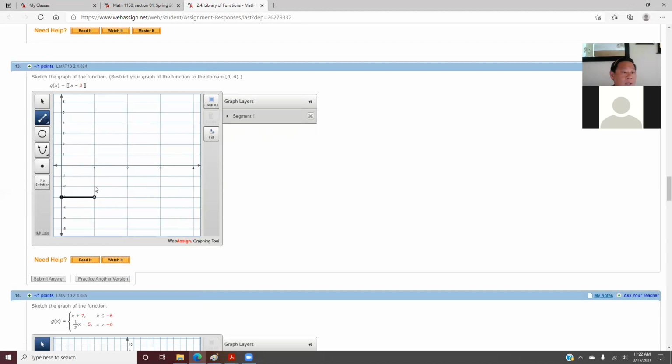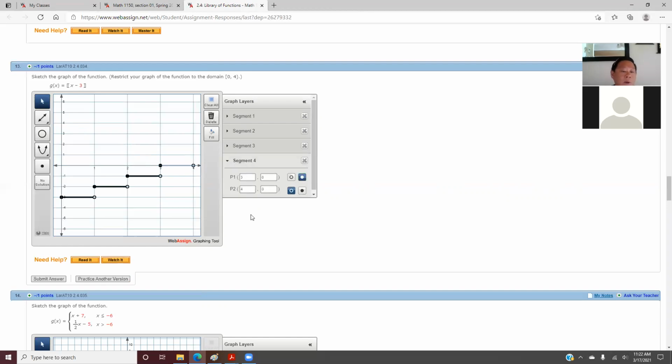So you click this again, and then you go from -2 to 2, and then you click on this point again, and then you change it to open circle. And then you do the same thing, and then click on it, and then do the same thing. So it's kind of like a staircase. Then click on it. So this is what your graph will look like. It goes from -3, and then it slowly goes up.